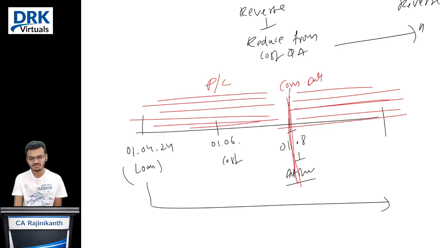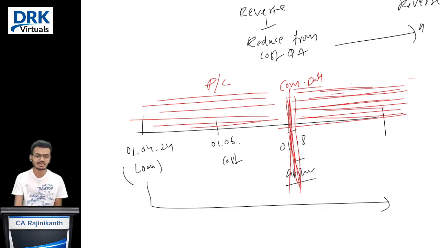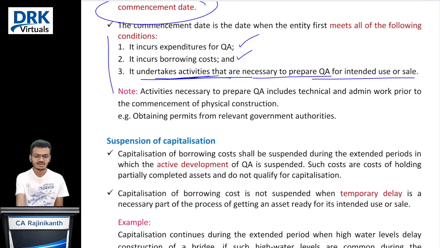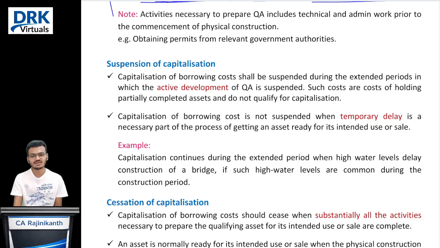Sir, it is fine. We found the commencement date. Till what time can we capitalize? Or do we need to capitalize that borrowing cost forever? No, sir. There is a point. What is that? There are two types of cessation. One is permanent cessation of capitalization and the other is temporary suspension. For suppose active development of the qualifying asset is suspended. For that extended period, whatever interest cost we incur, that we should not capitalize.